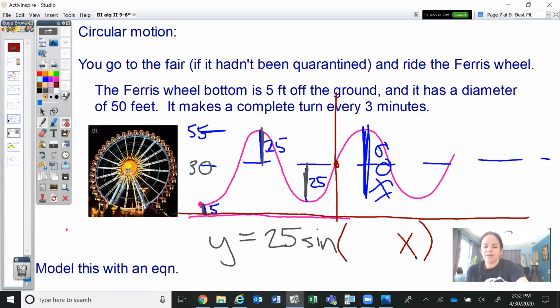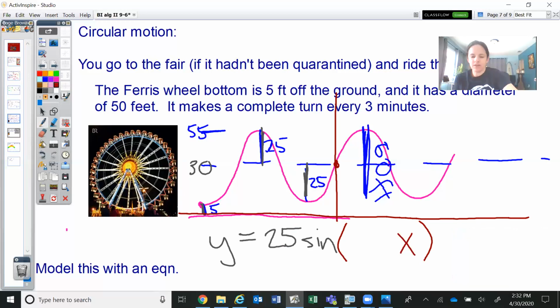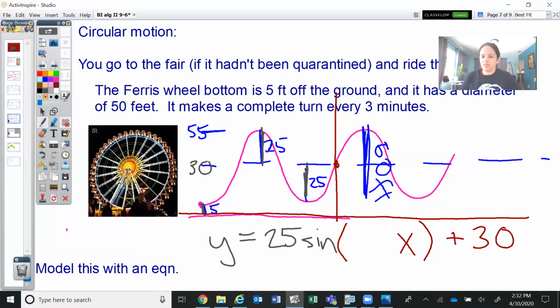And I'm not quite sure. I'm going to need to adjust for the period. So I'm not quite sure what that is. I haven't done that yet. I'm going to leave that blank. And then the principal axis, or the midline, would be 30 units above the ground.